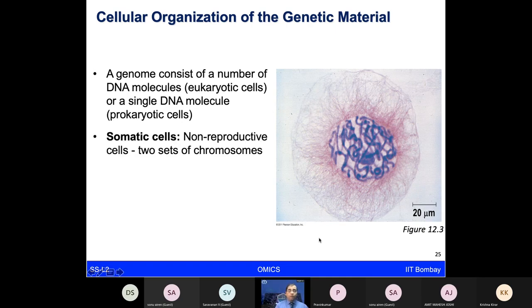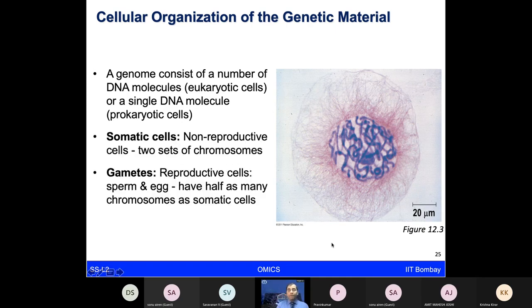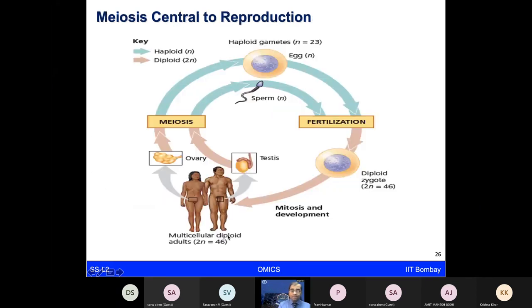So, a little more technical terms here, but I think you should be slightly aware that somatic cells are essentially the normal body cells, like a skin cell or a hair cell and all other normal body cells, which are non-reproductive, and they contain two sets of chromosomes, and they're continuously dividing, and the DNA content and their ploidy is maintained. Whereas the gamete cells, which are the sperm cells in the male and the egg cells in the female, have half as many chromosomes as the somatic cells.